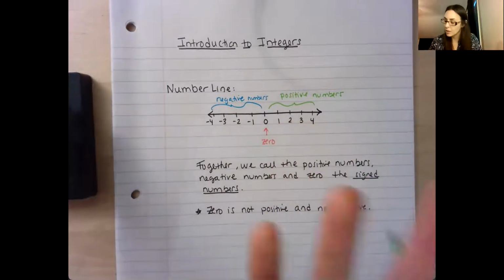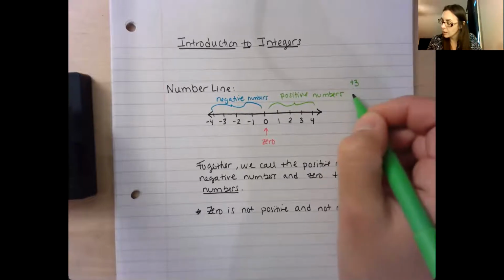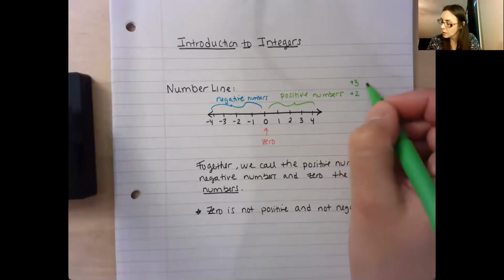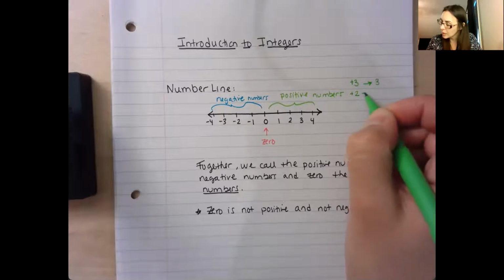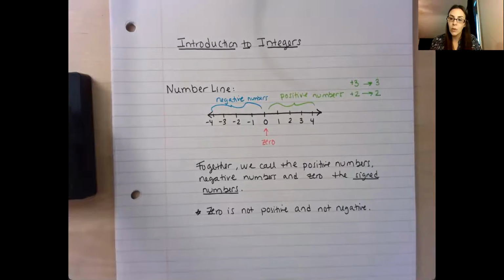You technically could. So sometimes you'll see things written like +3 for 3, or maybe +2 for 2. But like I noted, again, we don't typically write the sign in, so you'll just see it as 3 or 2. And if there's no sign, you should note that it is a positive number in that case.